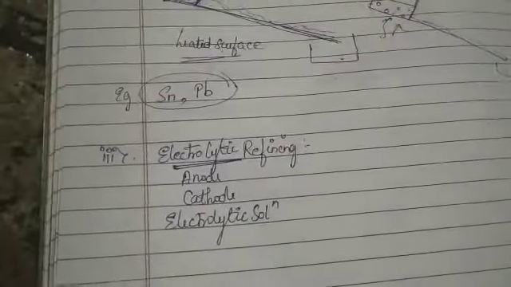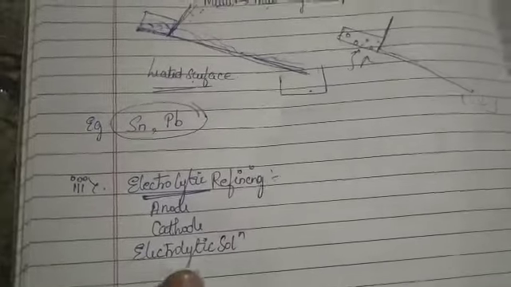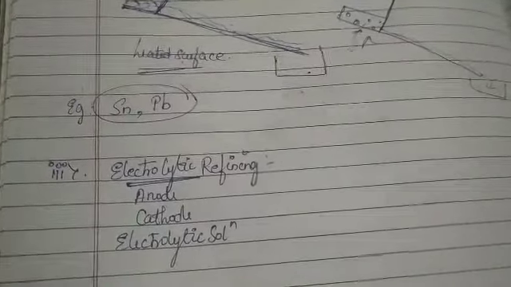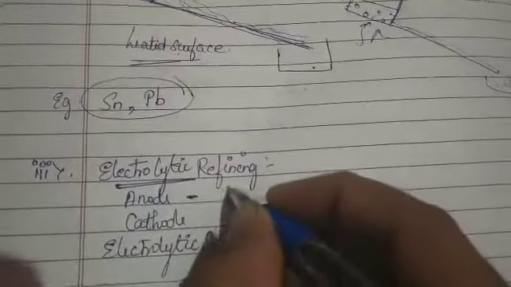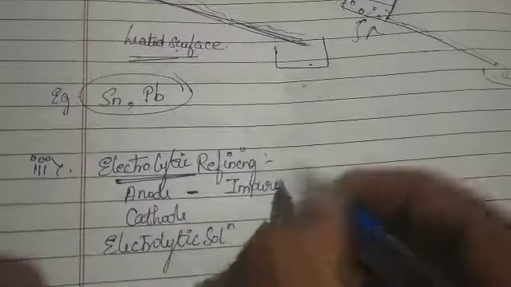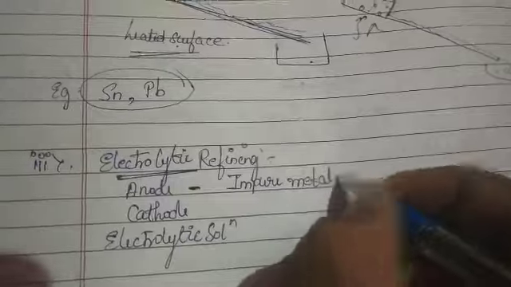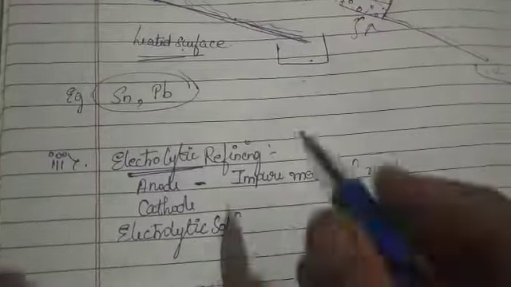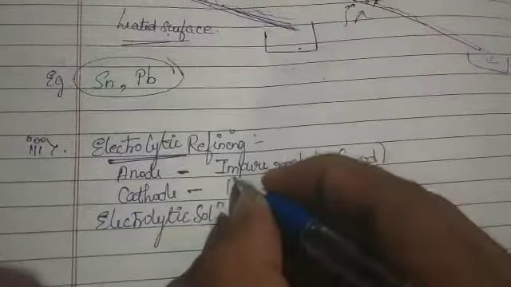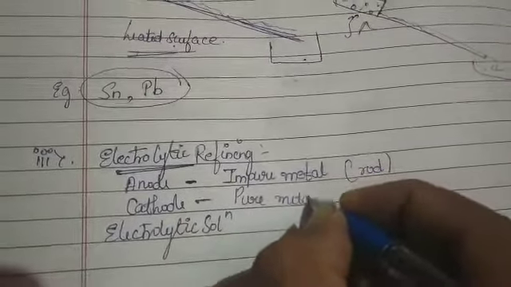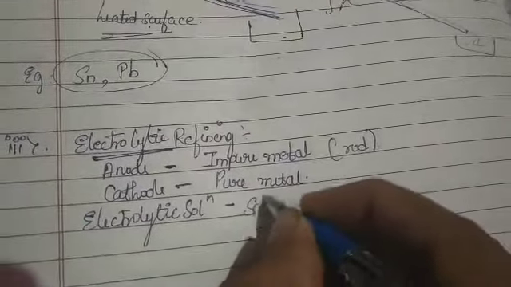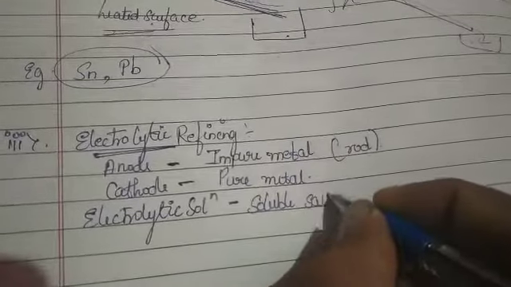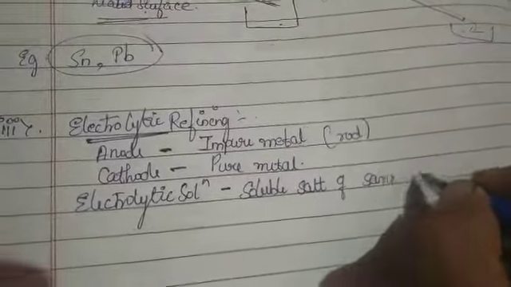Now the question arises, what anode, what cathode, and which electrolytic solution you have to use. Of course it is a refining process. In refining, I have to remove the impurities and I should get the pure metal. So remember, in the anode I will be taking the impure metal in the form of a rod. Whereas in the cathode I will be taking a pure metal. As for the electrolytic solution, you will take a soluble salt of the same metal.